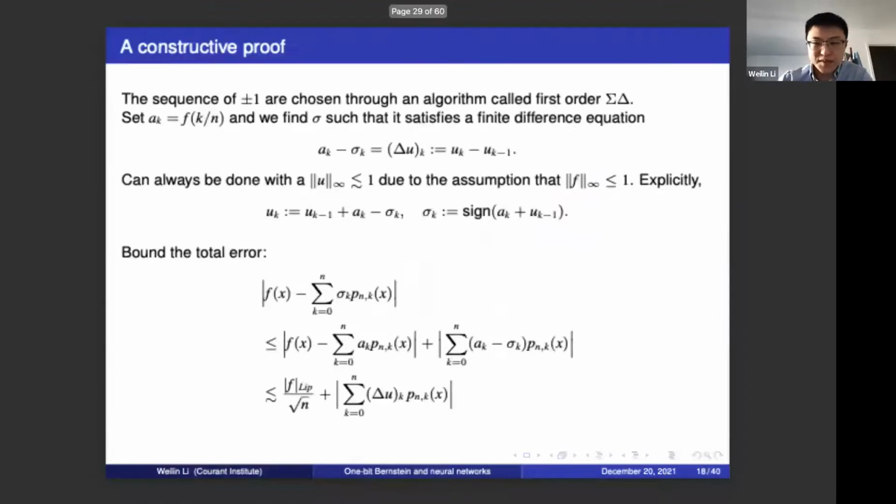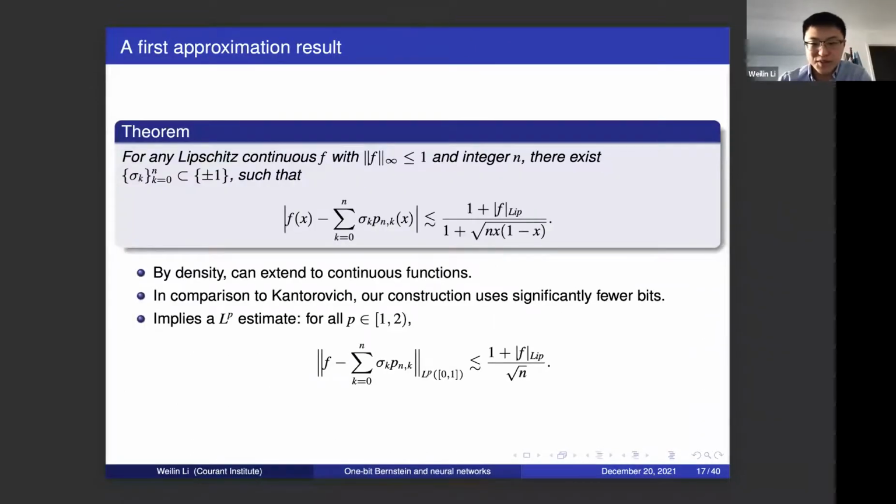And that's it. That is the proof that essentially every continuous function can be arbitrarily well approximated inside the unit interval by a linear combination of plus and minus 1 Bernstein polynomials.